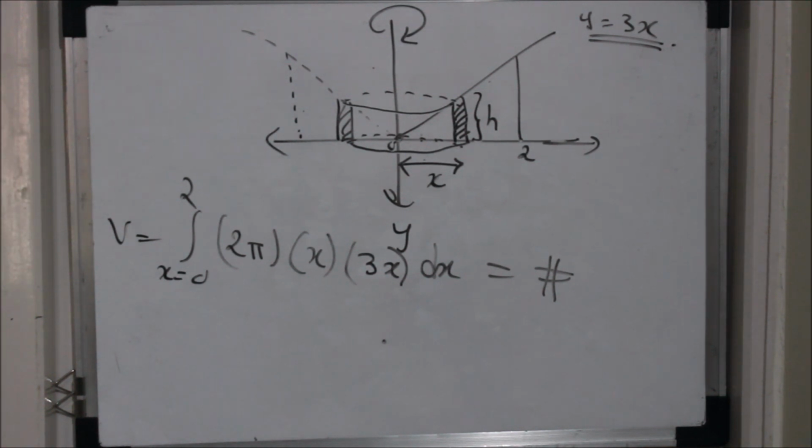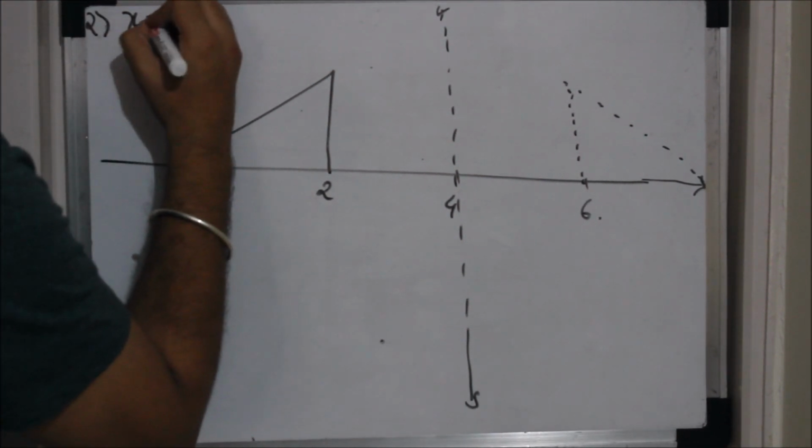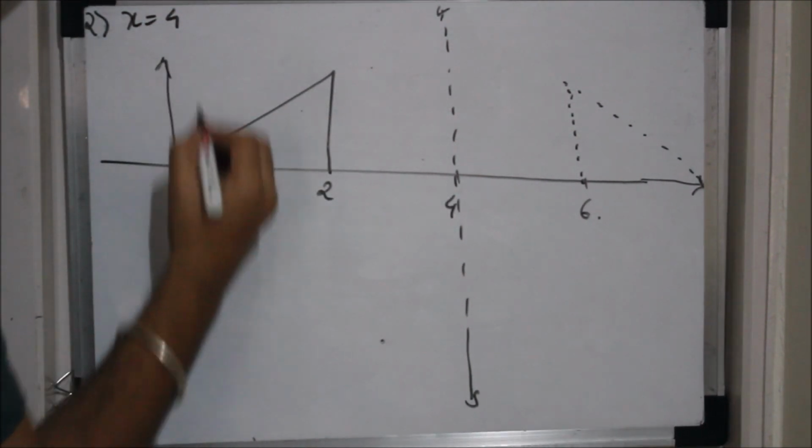So I hope this case is clear. The only thing is to find the radius and the height. Once you have the radius and the height, your job is done. Now let's go for the second case, which was our x equal to 4 line. So this was the triangle I had.